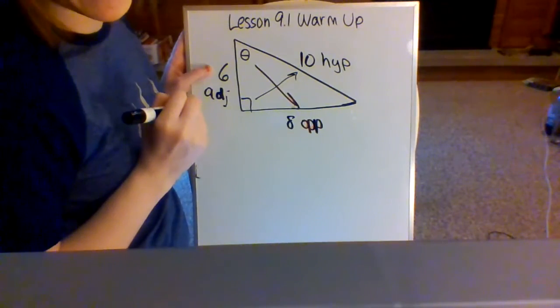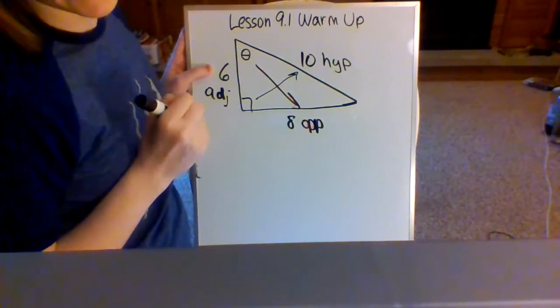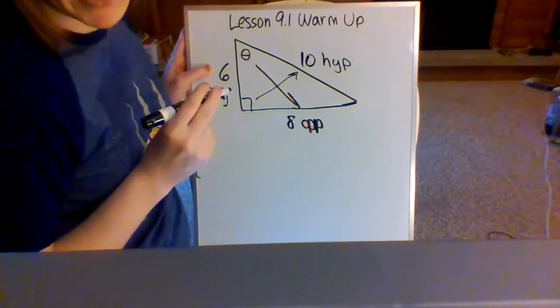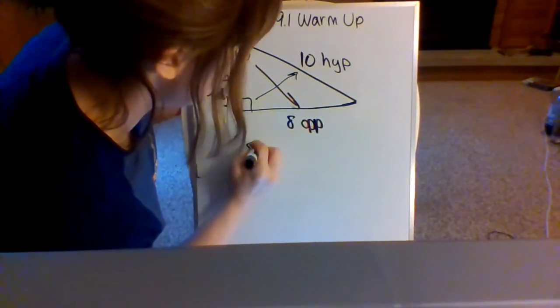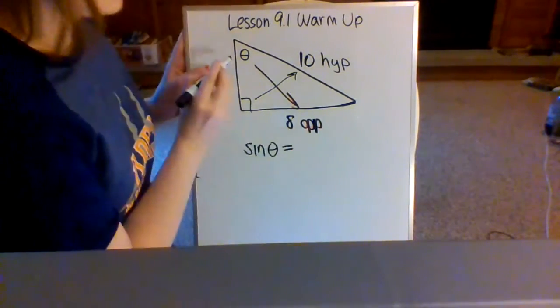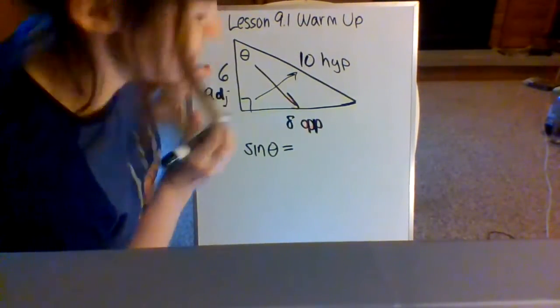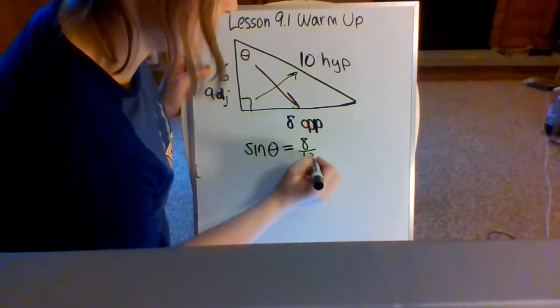Okay, now that we know all that, we can find the 3 basic trig functions, sine, cosine, and tangent. And then for the other 3, if you remember from Monday, you're just going to flip it. Okay, so sine theta is opposite over hypotenuse, because you have to remember SOH-CAH-TOA. So opposite's 8 over hypotenuse 10.